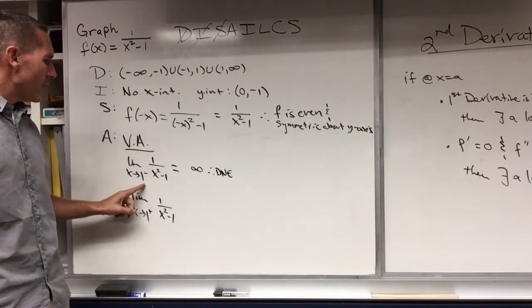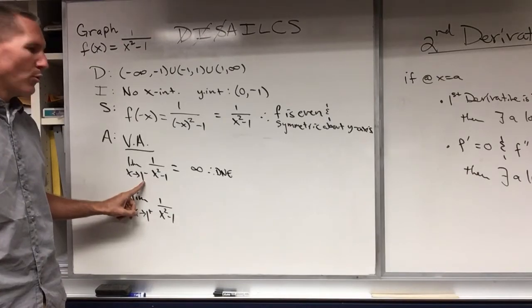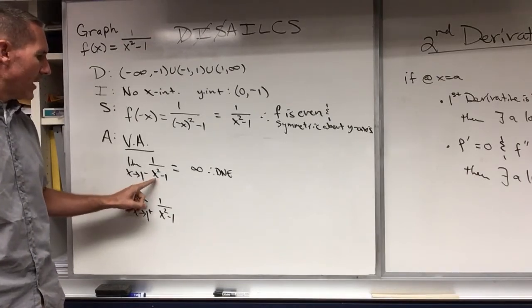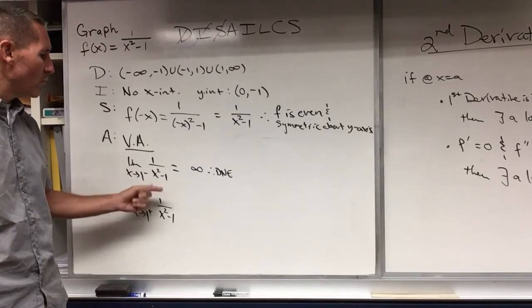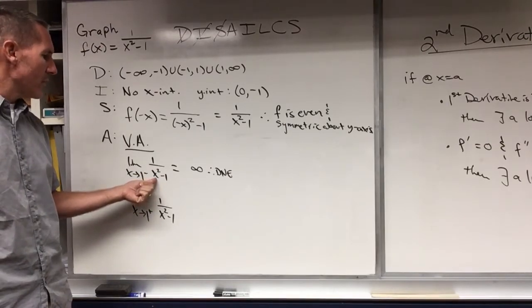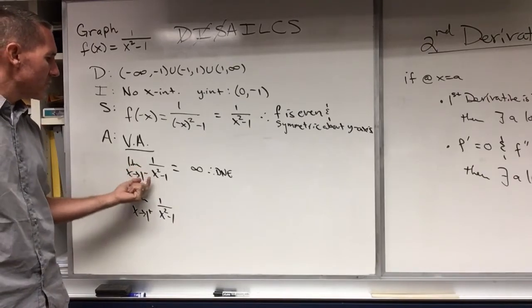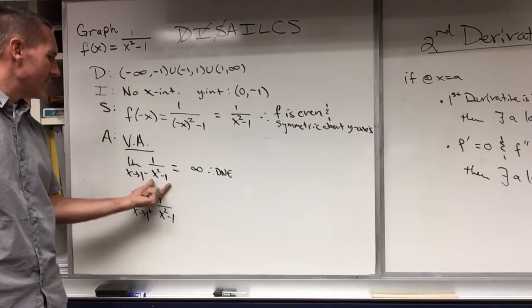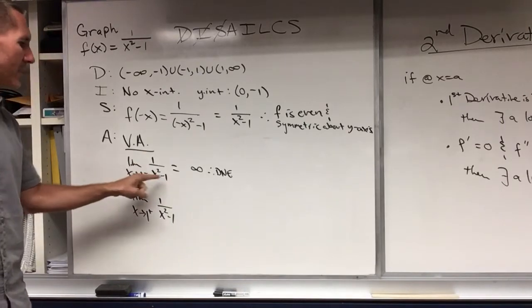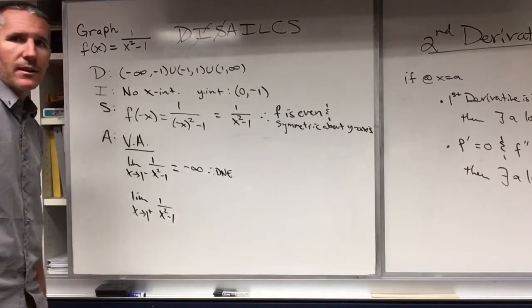If I plug in something very close to 1, but slightly less than it, like 0.999, I square it, and I subtract 1. Whatever I have that's less than 1, even when I square it, is less than 1, so the whole denominator is going to be negative. 1 divided by something that's approaching 0 but is always negative would mean that this goes to negative infinity.